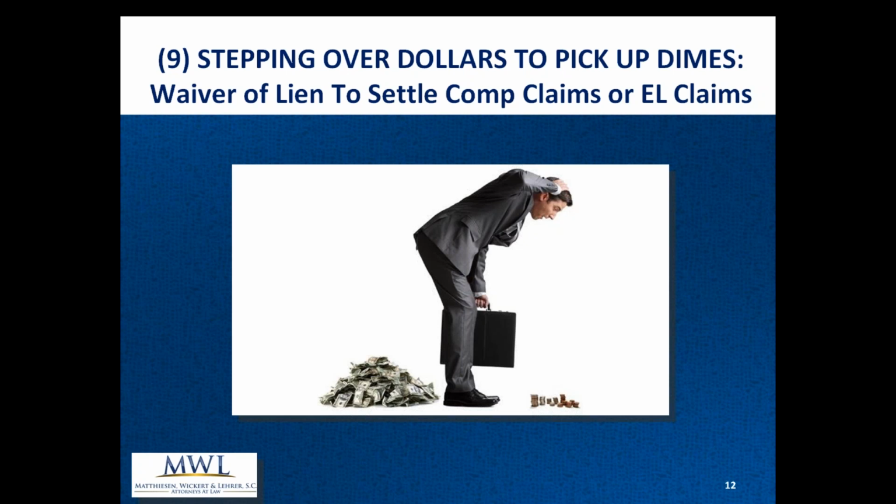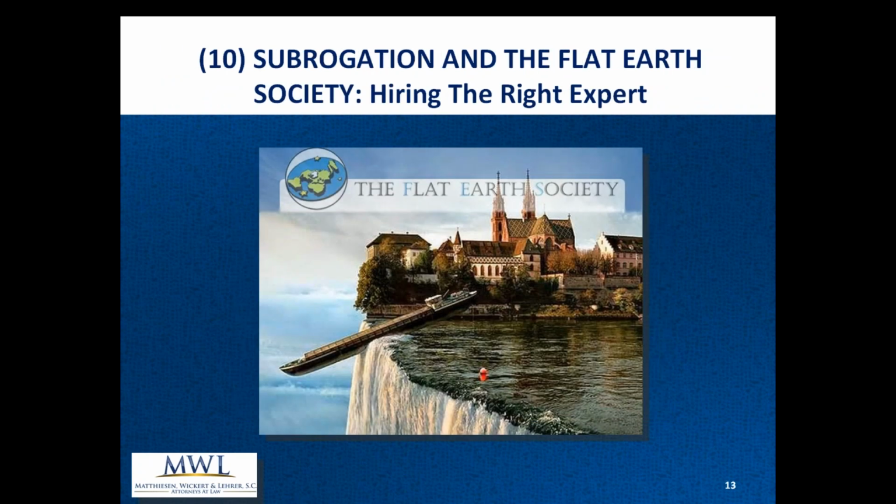All right, moving on to number 10. Subrogation in the Flat Earth Society, hiring the right experts. This is number 10, not because it isn't that significant. It actually is very significant, and it happens with a surprisingly large number of cases that we see, where there is no expert, or there is a bad expert, or there is an expert who is no expert at all.